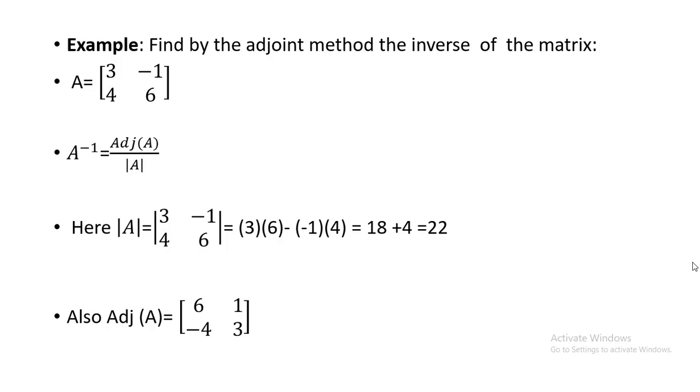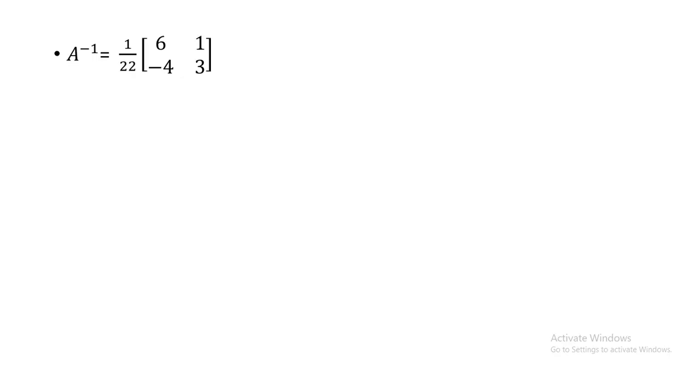Since we have calculated the adjoint of A and we have also calculated the determinant of A, now we are going to substitute these two things in this formula. Okay, so that is how you do it. You write it like this, or you just divide it by 22, both mean the same.